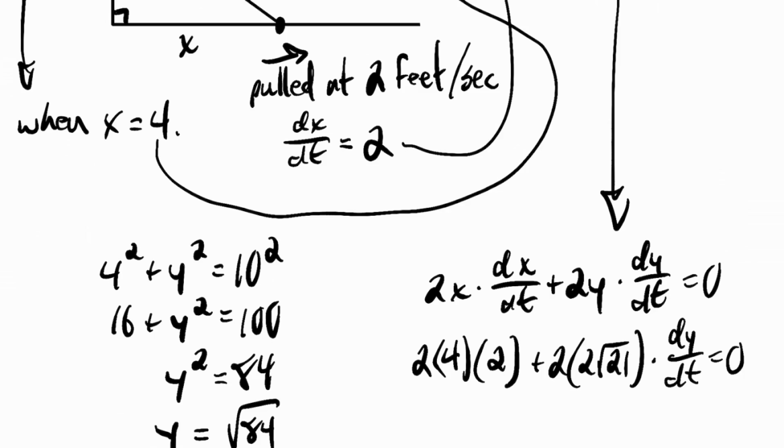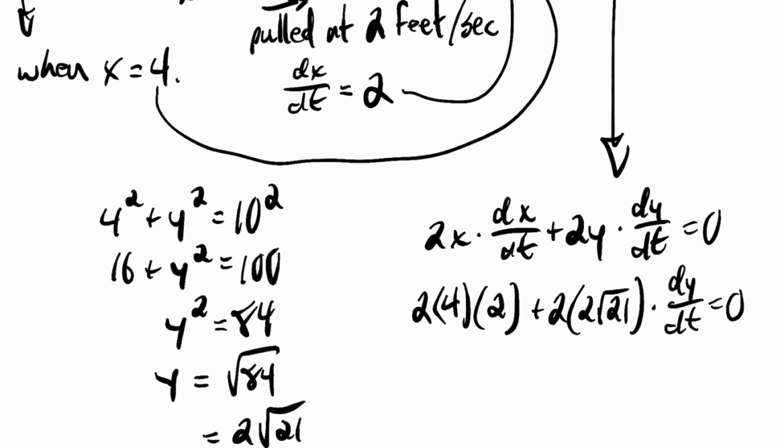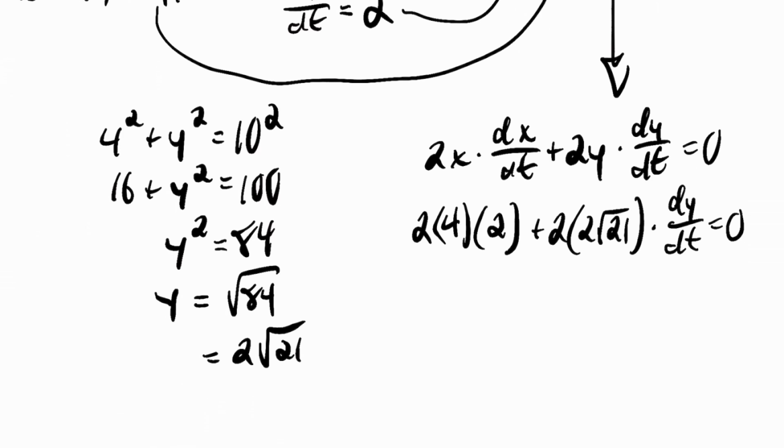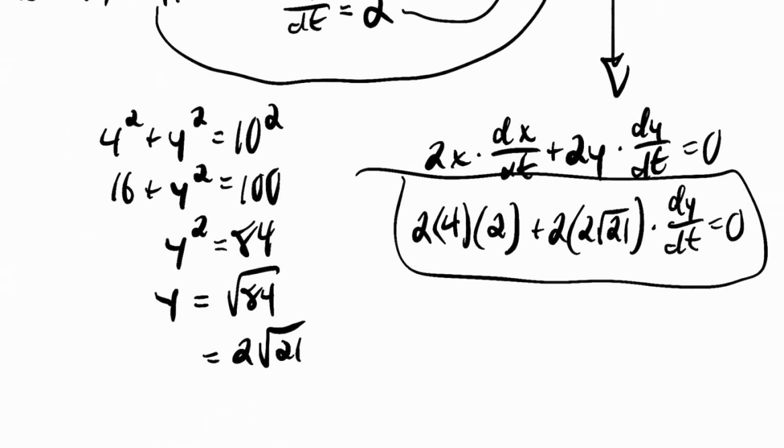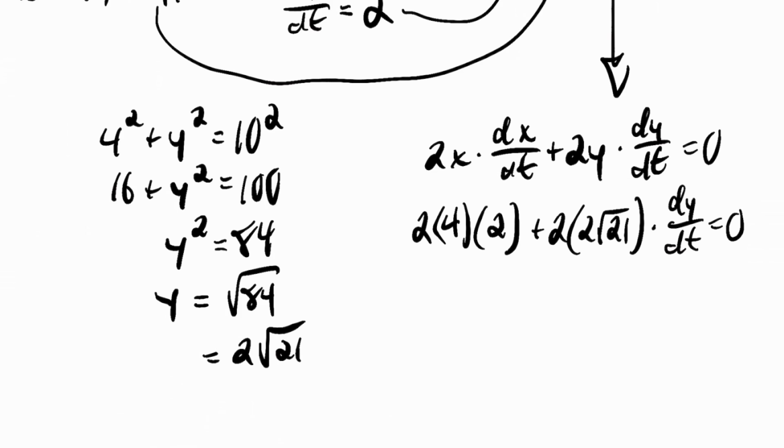So I've plugged in all the numbers, either that I was given or that I worked out using the Pythagorean Theorem. So now I can solve for dy dt. The hard part is done, the calculus part is over. I'm just solving an equation now. So I'll subtract 16 on both sides. So 4 root 21, that 4 comes from combining the 2's to make 4, times dy dt equals negative 16.